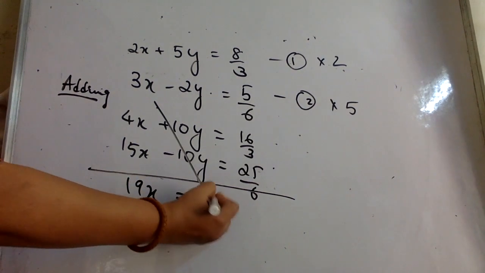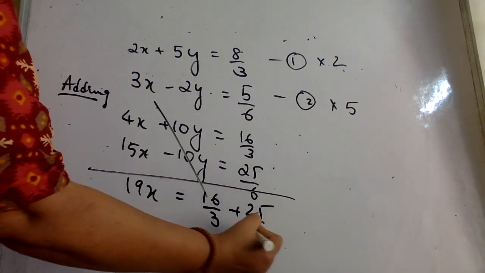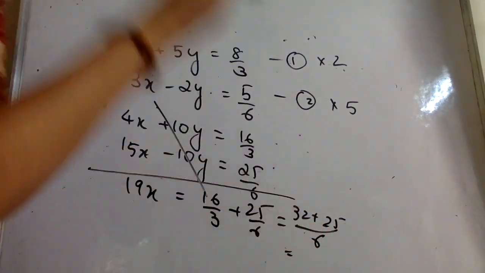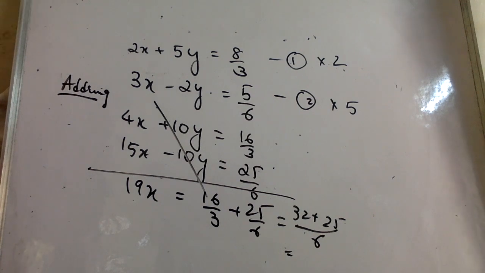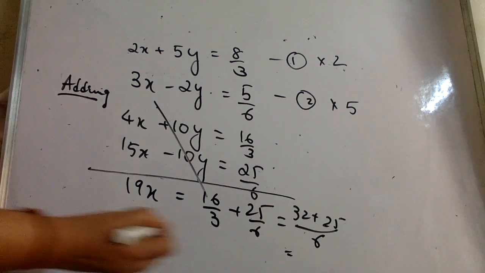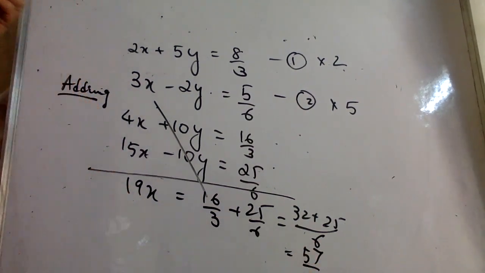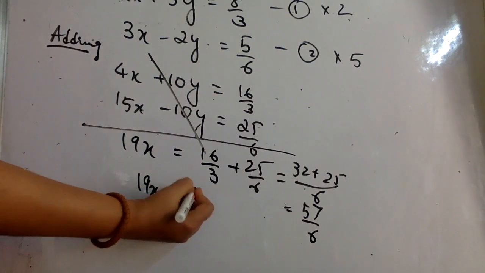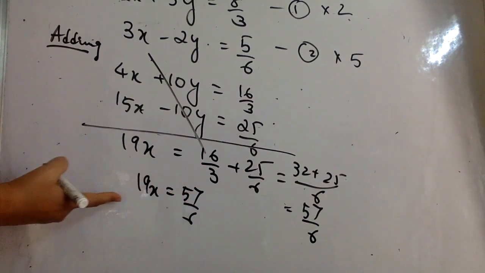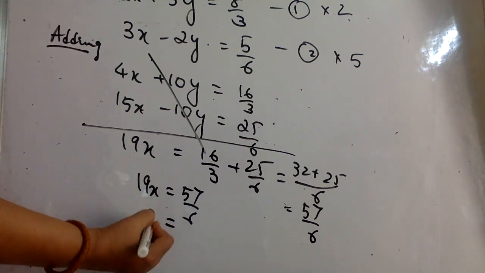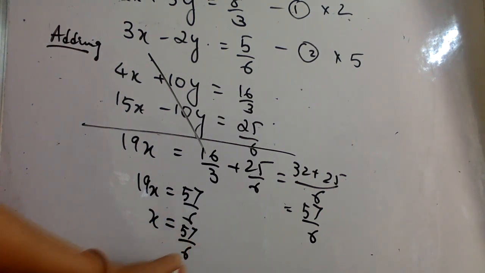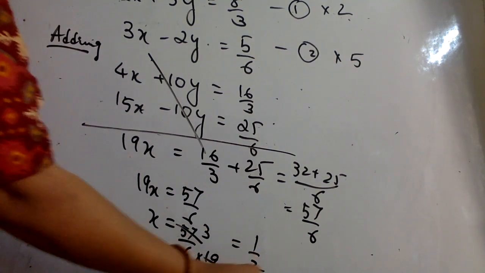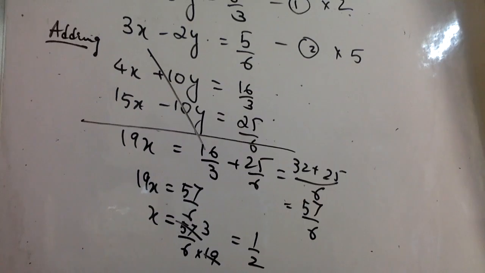Then here I have 19x is equal to 16 by 3 plus 25 by 6, which is equal to 32 plus 25 by 6. So it is 57 by 6. Now 19x is 57 by 6. Now 19 into 3 is 57. So what do I do? x is equal to 57 by 6 divided by 19. This goes 3, so that gives me a half. So the value of x is a half here.